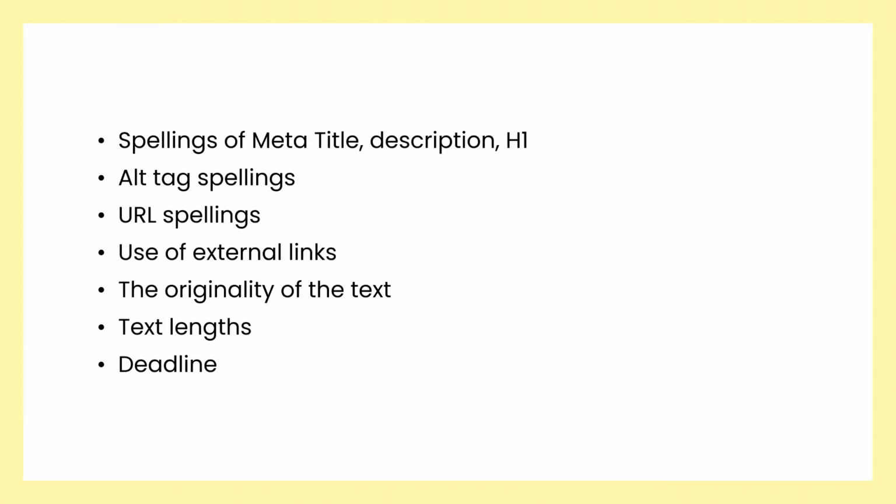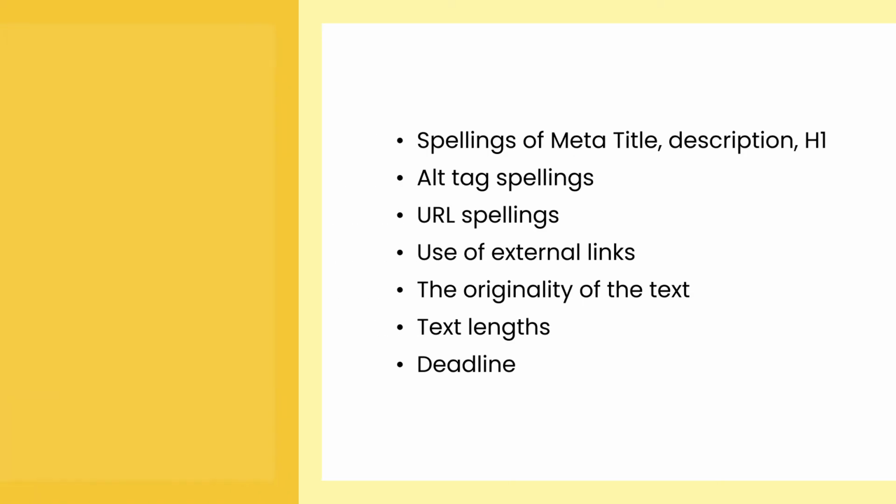For example, spellings of meta title, description, alt tag spellings, URL spellings, use of external links, originality of the text, text length, and deadline. Guides and rules. To write great content, a writer needs to abide by house rules set by the company. At Kayaks, these rules are expressed using a style guide, a strategic messaging guide, and content guidelines. In addition, we usually add some helpful links to help the writer do their job, like how to write an outline, how to collect keywords, how to sell the expertise, and CTA examples for blog.